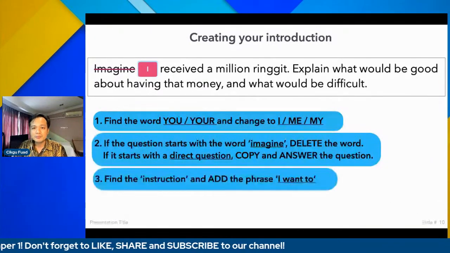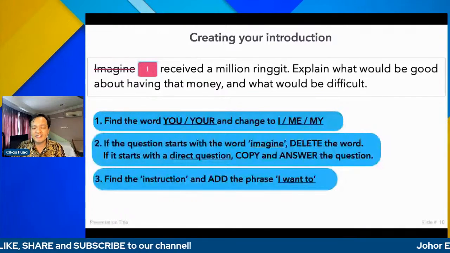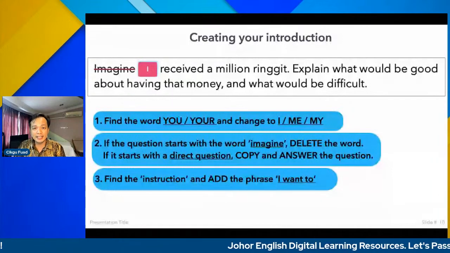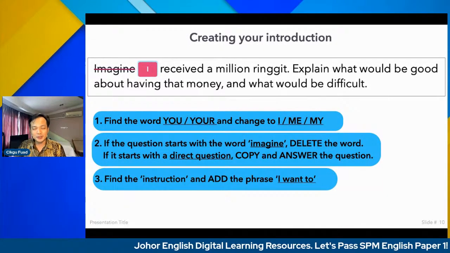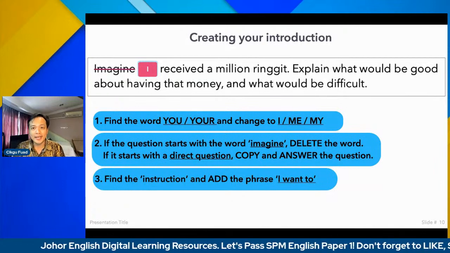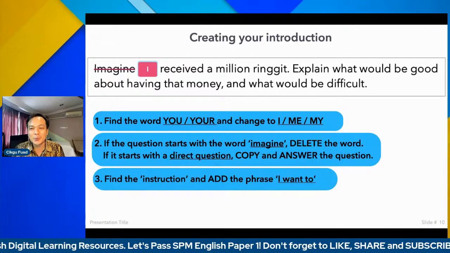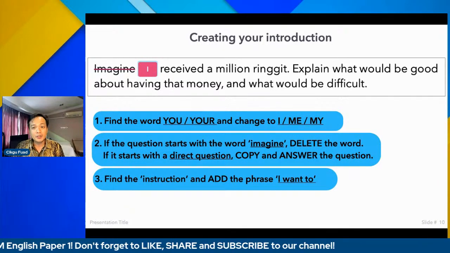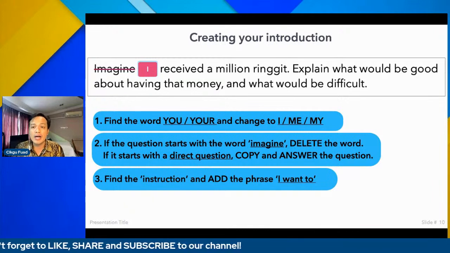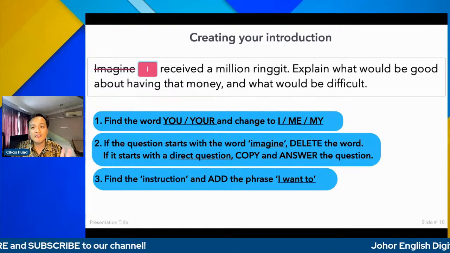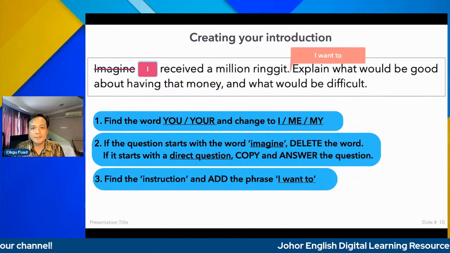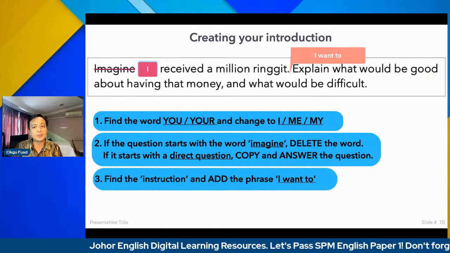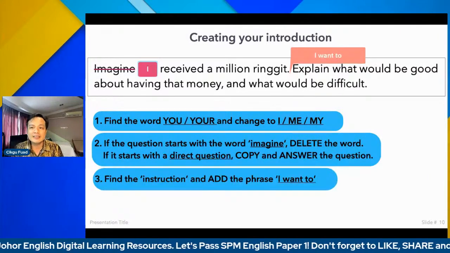Now find the instruction and add the phrase I want to. So you need to find instruction. Instruction is apa? Kata suruh. So kata suruh here is where? Thank you very much. You can see the word explain over there. Terangkan. So explain itu ialah kata suruh. So now you need to write I want to in the beginning of the word explain. So I want to explain what would be good about having that money and what would be difficult. Now the sentence is complete.